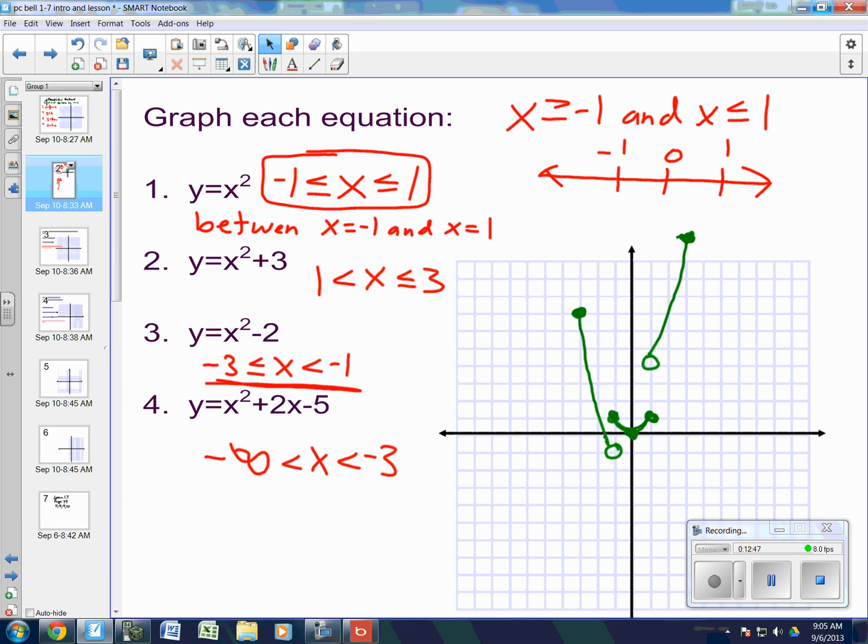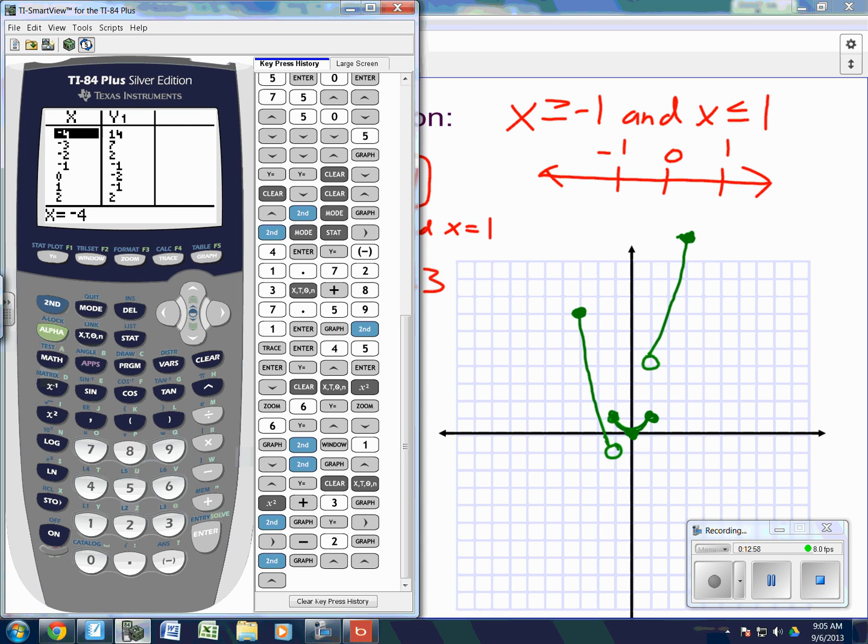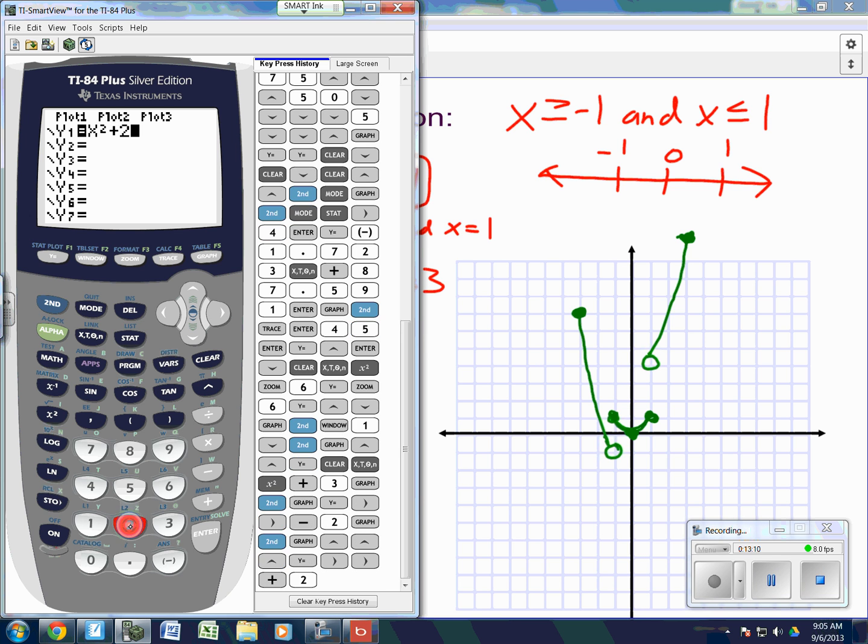Okay, now my last one is x squared plus 2x minus 5, and it's from negative infinity to negative 3. So I'm going to go to my graph. I'm going to keep that big for right now. I'm going to go to my y equals, and I'm going to put in x squared, plus 2x, minus 5.